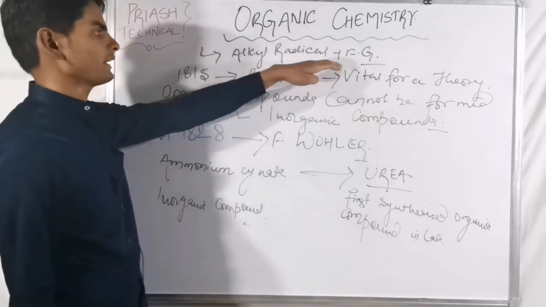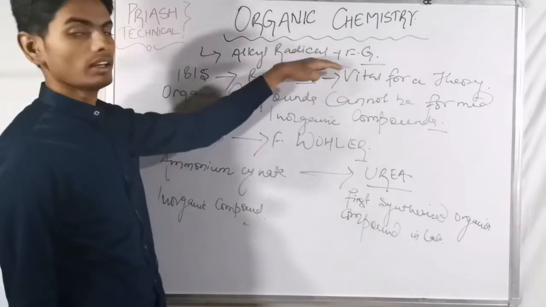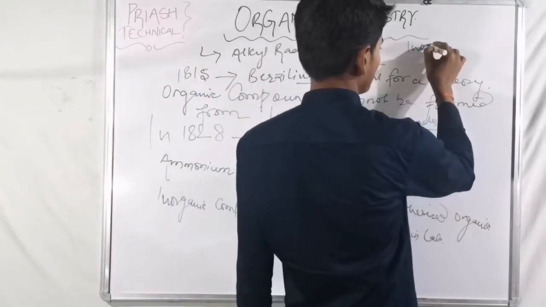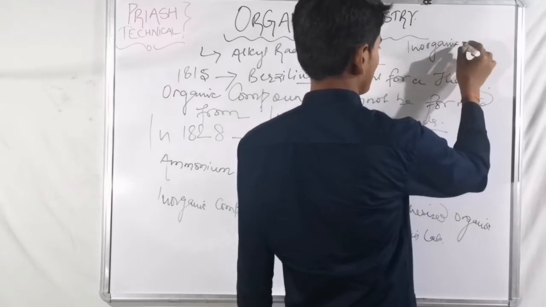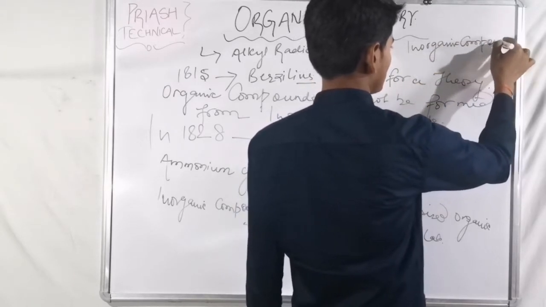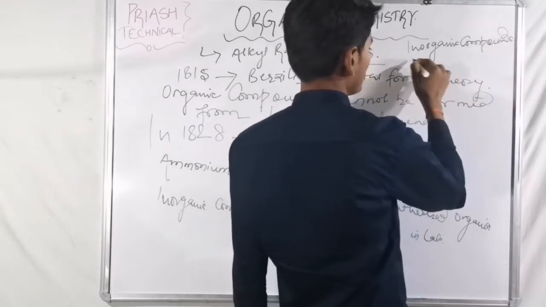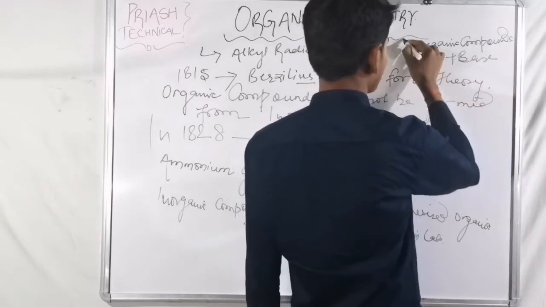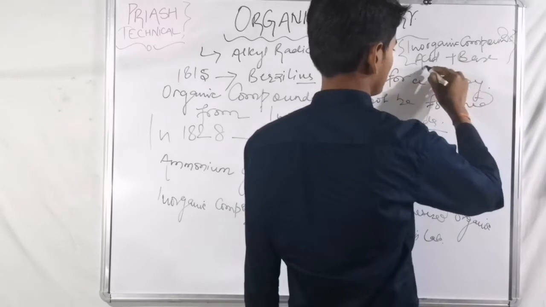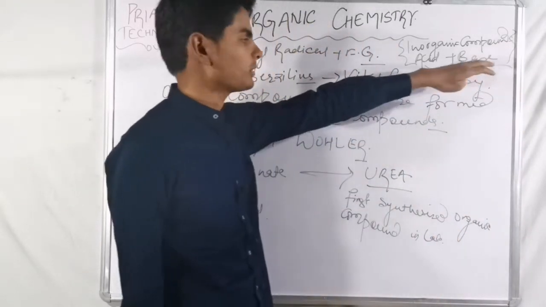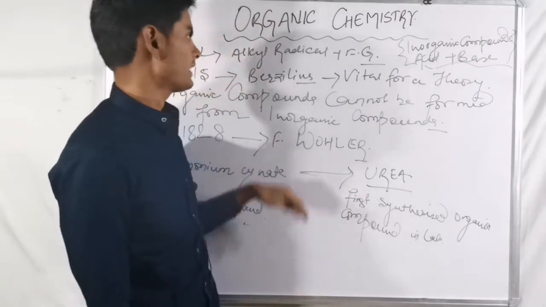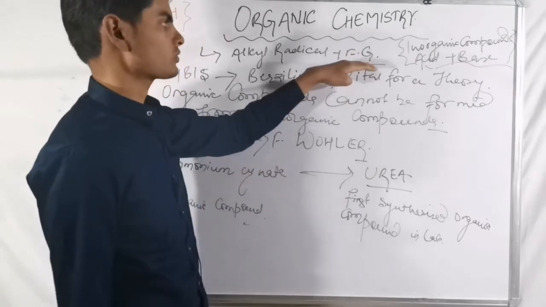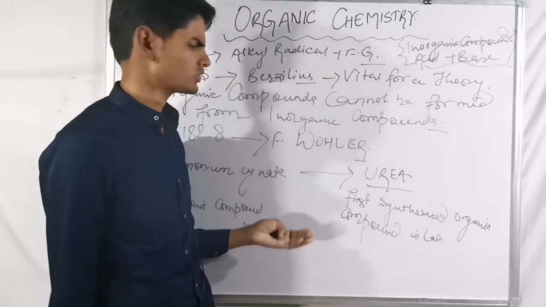Here I have mentioned that organic compounds contain alkyl radical and functional group, whereas inorganic compounds contain acid plus base. Later we will discuss what is functional group and various types of functional group.